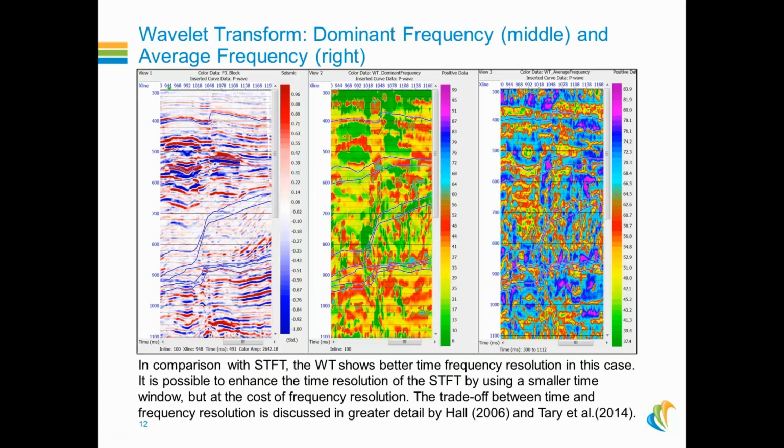Here's the result of wavelet transform. On the left-hand side, I'm showing the input volume, then the dominant frequency and the average frequency. In comparison with Fourier transform, the wavelet transform shows better frequency resolution in this case. However, it is possible to enhance the time resolution of the Fourier transform by using a smaller window. But that will come again at the cost of the frequency resolution. As I mentioned before, there is always a trade-off between time and frequency resolution. And this was discussed in great detail in the paper by Ho 2006 and by Terry et al. in 2014.